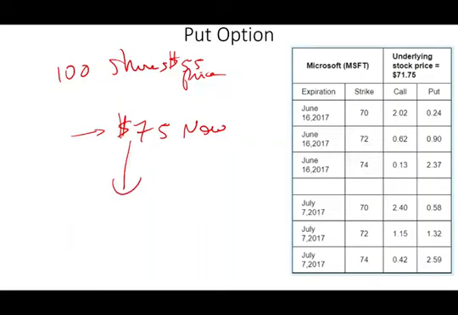So here's what you do. You would buy a put option and you would tell someone, look, I will give you Microsoft stock between now and July 7th for $72. So the strike price is 72. If you pay me $32. I'm sorry.